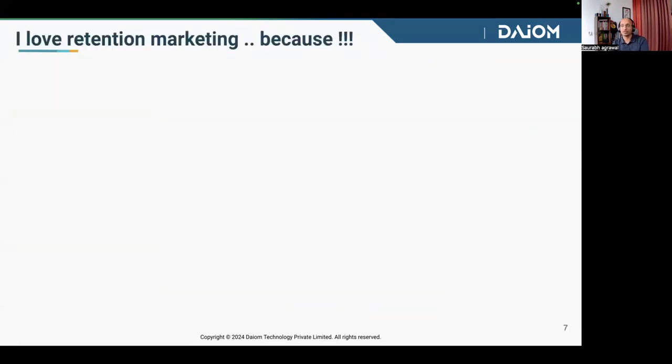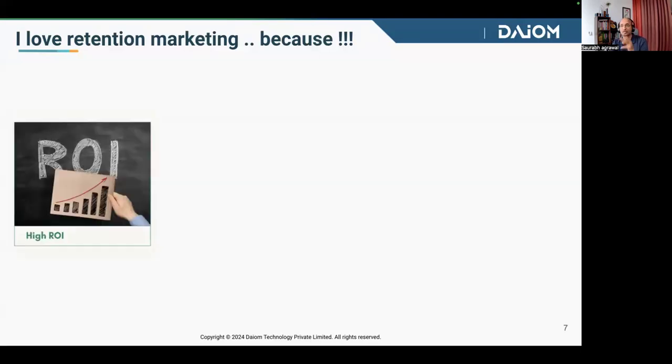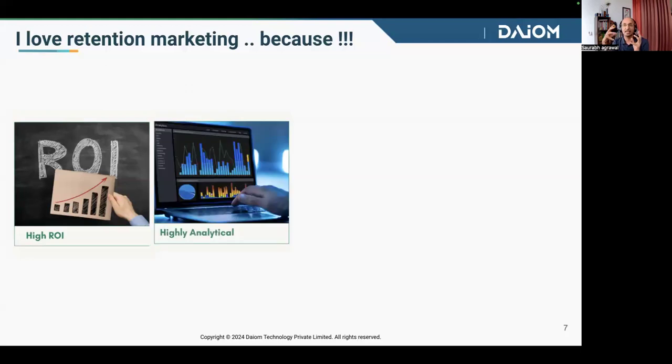So of all the things, what I do is I love retention marketing. Why I love retention marketing is because of three key areas. One is it has the highest ROI. When I say highest ROI, it means that whatever money you spend, you can get a lot of returns if done intelligently well. Next is it is highly analytical.